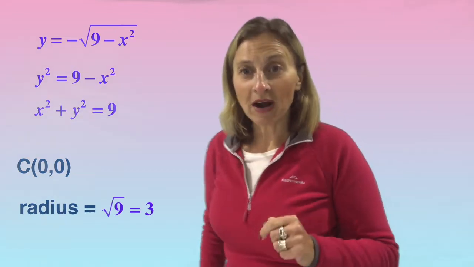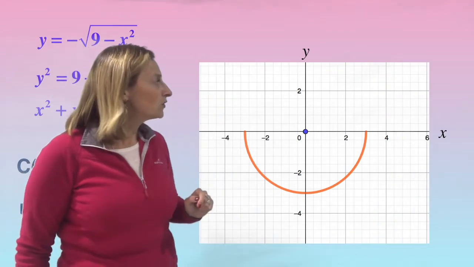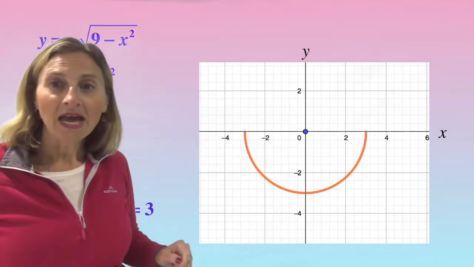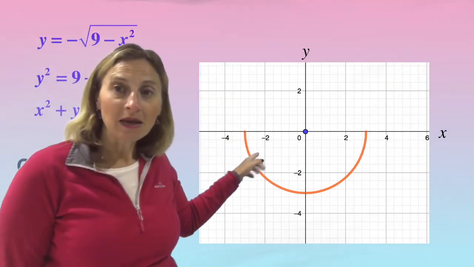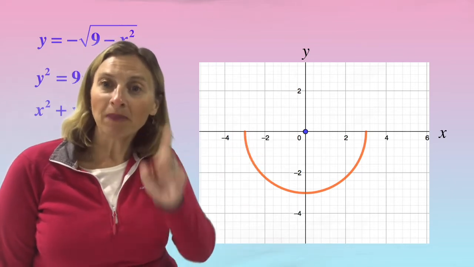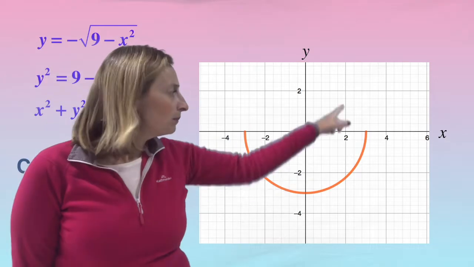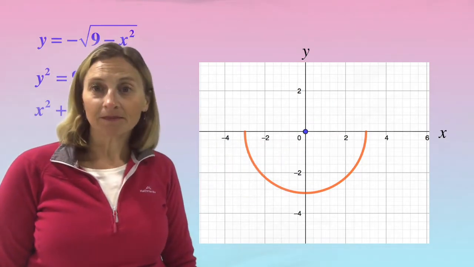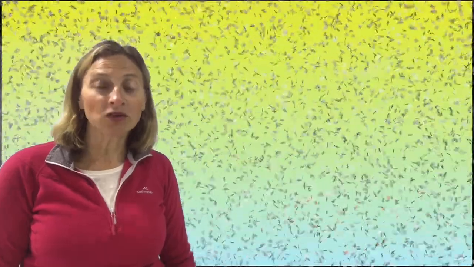So we're going to draw our graph. So let's have a look. We know it's got a centre of 0, 0. And we know it's got a radius of 3. But it's not the whole circle because it's the minus square root. And the minus tells us that it's the bottom half. That's it. Let's try one that's a little bit trickier.